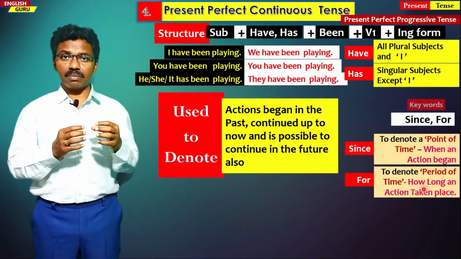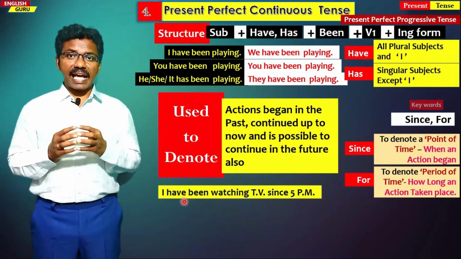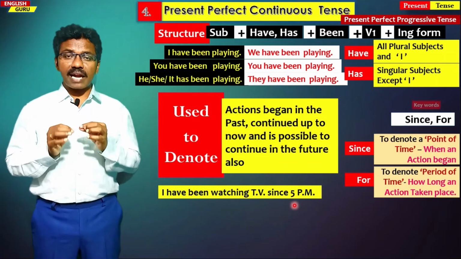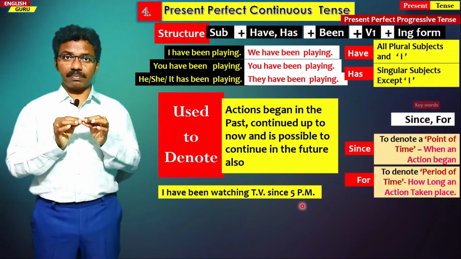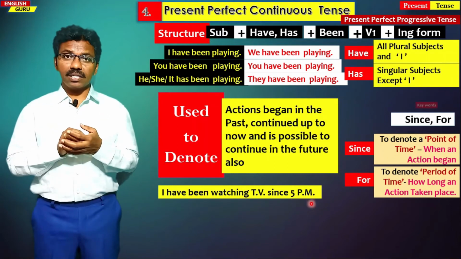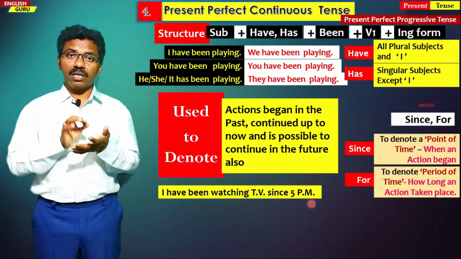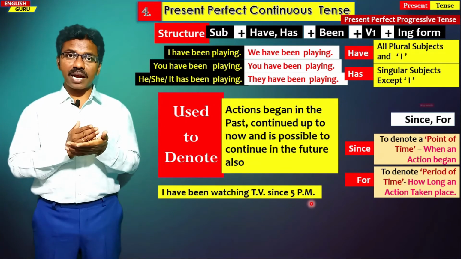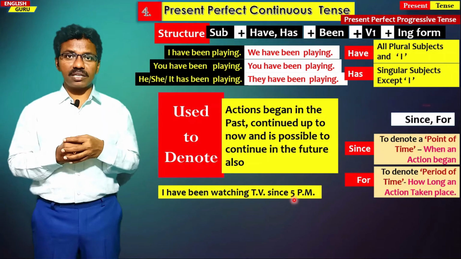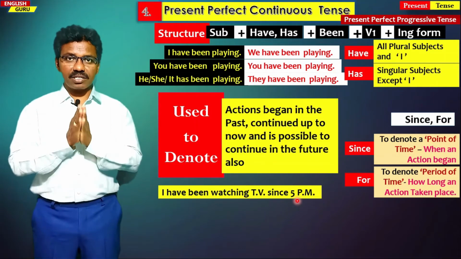Let us take some examples and try to understand these since and for in a better manner. The first one is, I have been watching TV since 5 p.m. So this fellow started watching TV at 5 p.m. So the action started at 5 p.m. and he may be talking at 10 p.m. but the action started at 5 p.m. So that's the reason since. So since 5 p.m. he has been watching. The activity started at 5 p.m. It is continuing. He may further continue to watch also. That's the reason I have been watching TV since 5 p.m. So why since? The action started at 5 p.m.